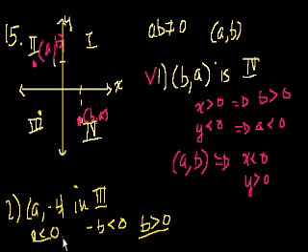So you get the same information from statement 2 as you get from statement 1: A is less than 0 and B is greater than 0. Then you can use that to figure out that (A, B) has to be in quadrant 2. So each of them independently is sufficient to answer the question. So the answer is D. See you in the next video.